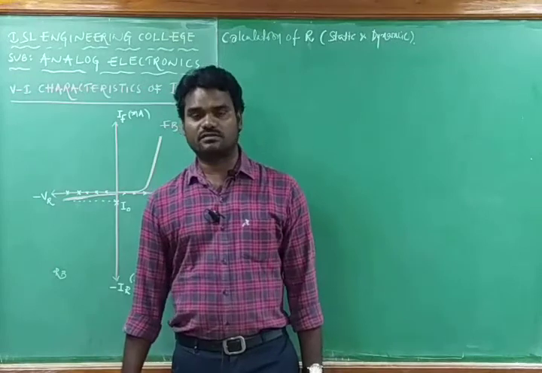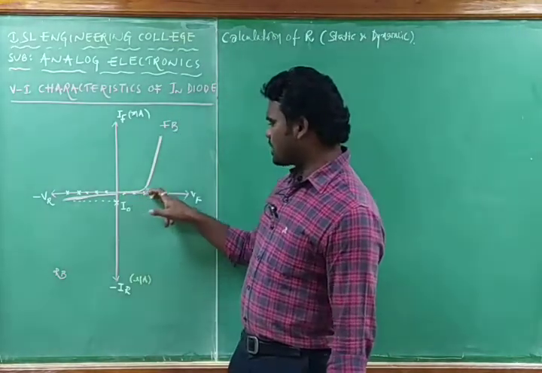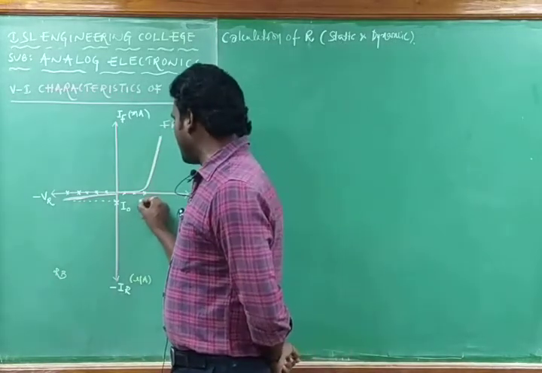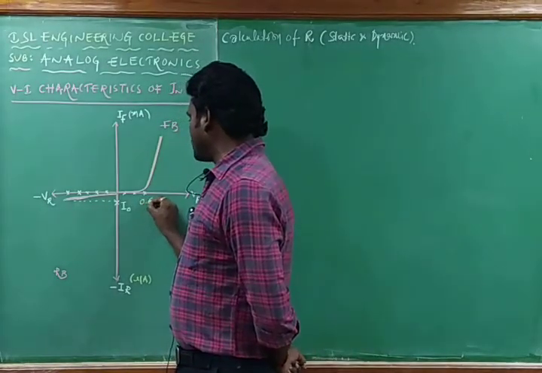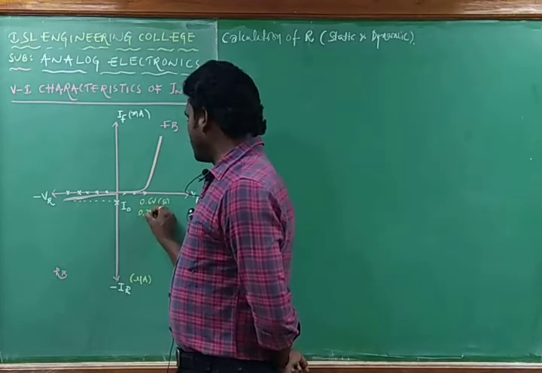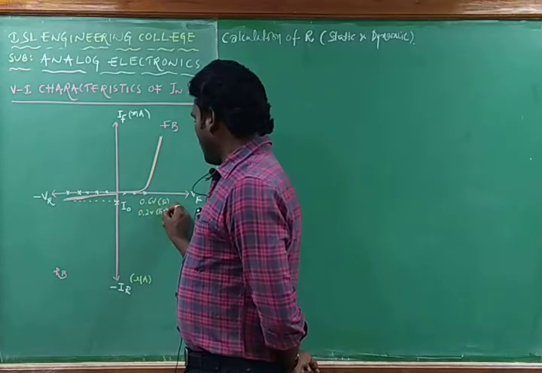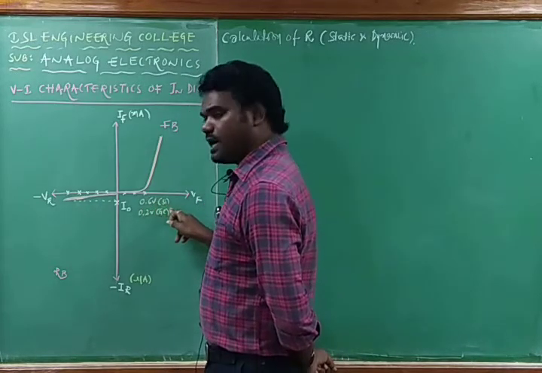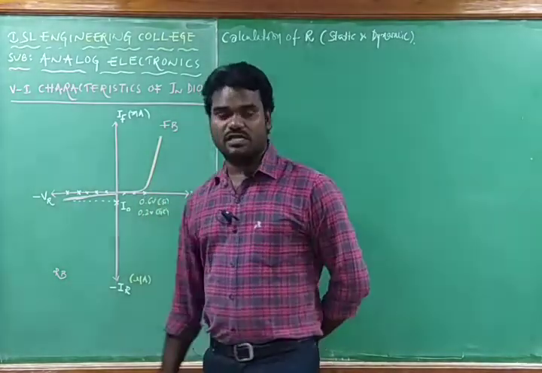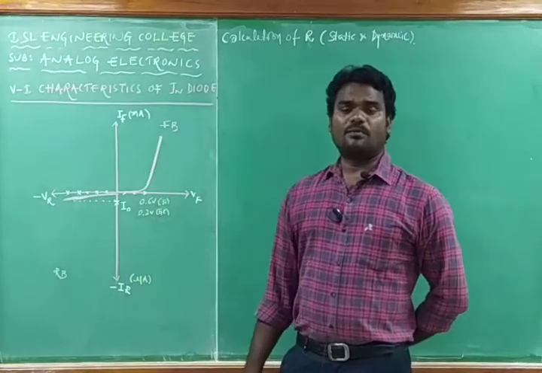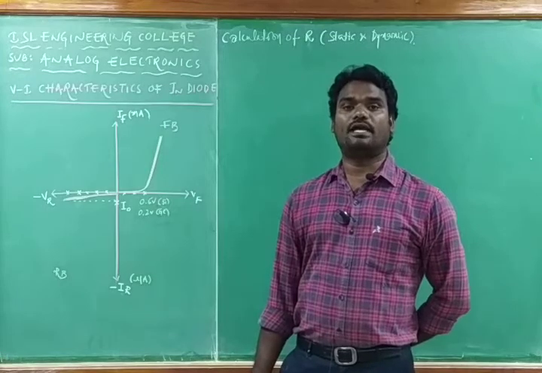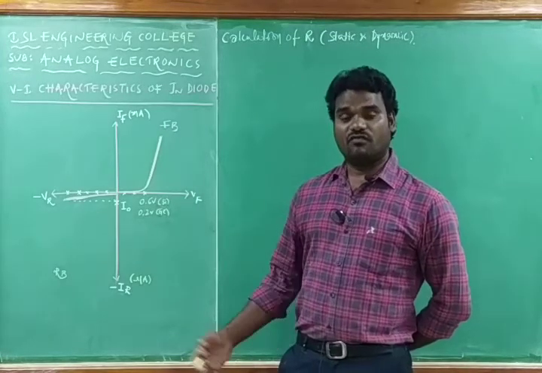R stands for reverse. There is no current up to the cut-in voltage, and the cut-in voltage is 0.6 volts for silicon and 0.2 volts for germanium. That means at 0.6 volts, if it is a silicon PN junction diode, it can conduct current from 0.6 volts onwards. The point at which the PN junction diode starts conducting current is named the cut-in voltage. We define the cut-in voltage in forward bias.